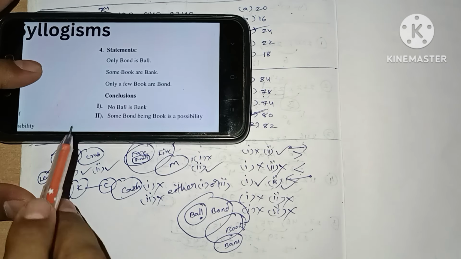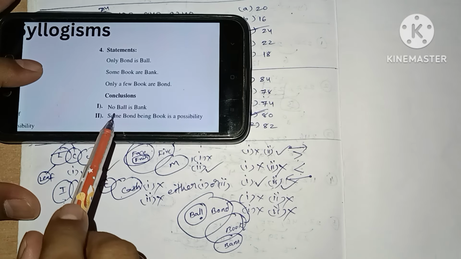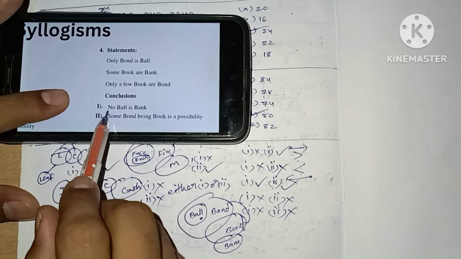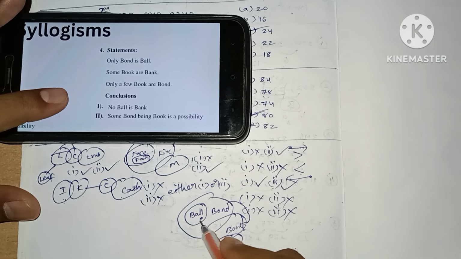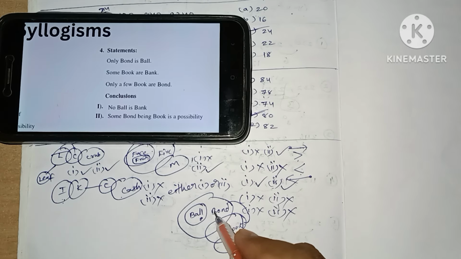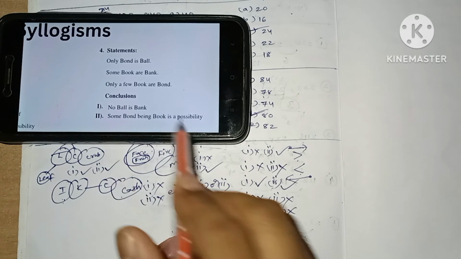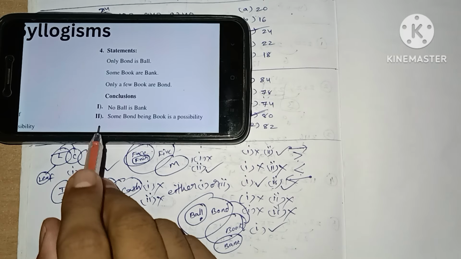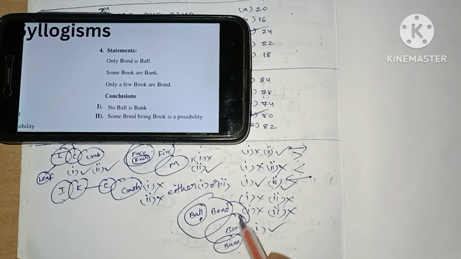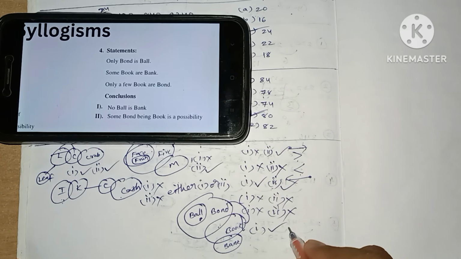Let's see the conclusions. No ball is bank. So we check whether some ball can be bank. Can some part of ball share with bank? No, it is not possible because the ball shares only with bond. So the some case fails, which means the no case will be true. So the first conclusion will be true. Some bond being book is a possibility. Some part of bond sharing with book is already the case, and it is saying possibility. Since the true value is already given and it says possibility, the conclusion will be false.